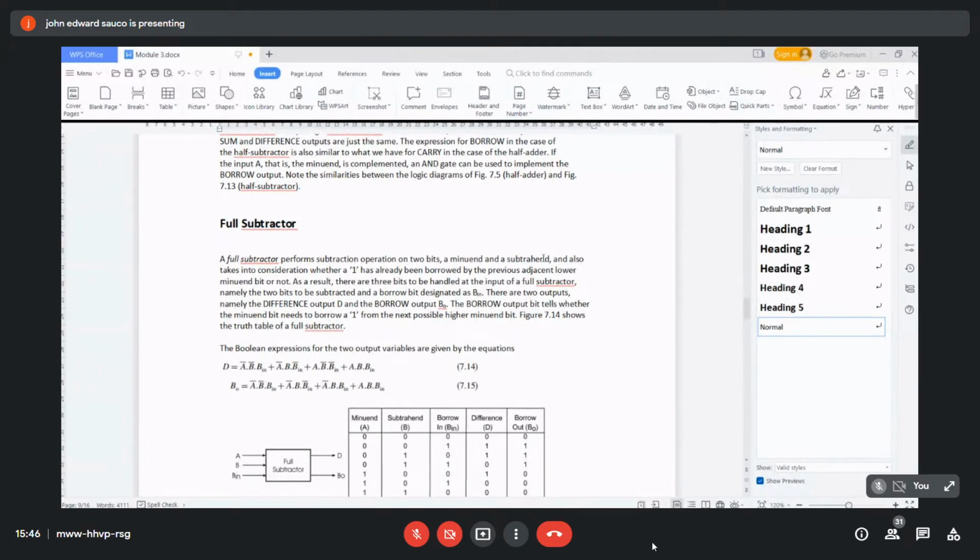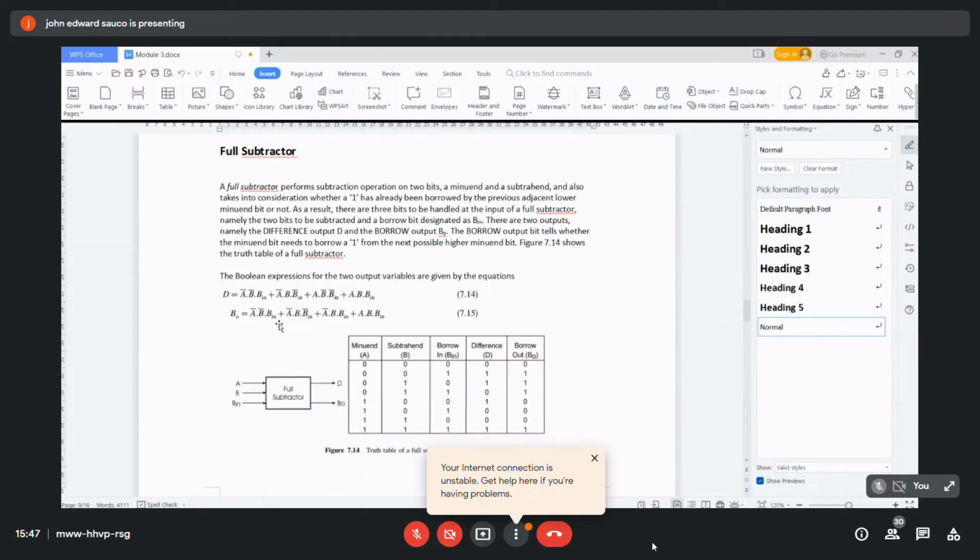Operation on 2 bits, the minuend and subtrahend also take into consideration whether one has already been borrowed by a previous adjacent lower minuend bit or not. So here, there are 3 bits to be handled at the input of a full subtractor, namely 2 bits to be subtracted and a borrow bit designated as borrow in. There are 2 outputs, of course, difference and borrow.